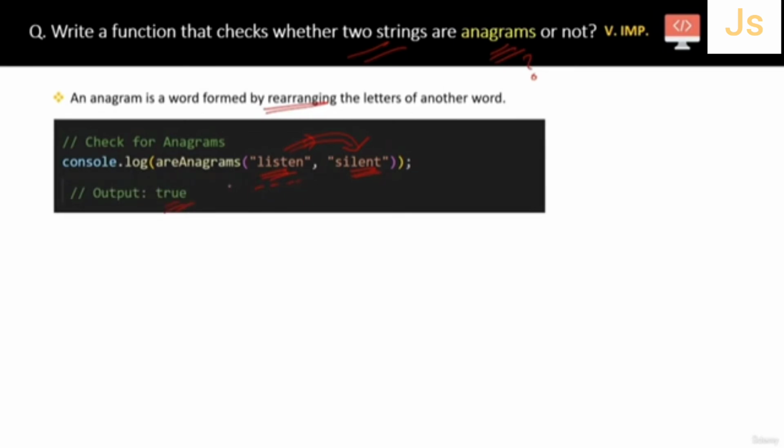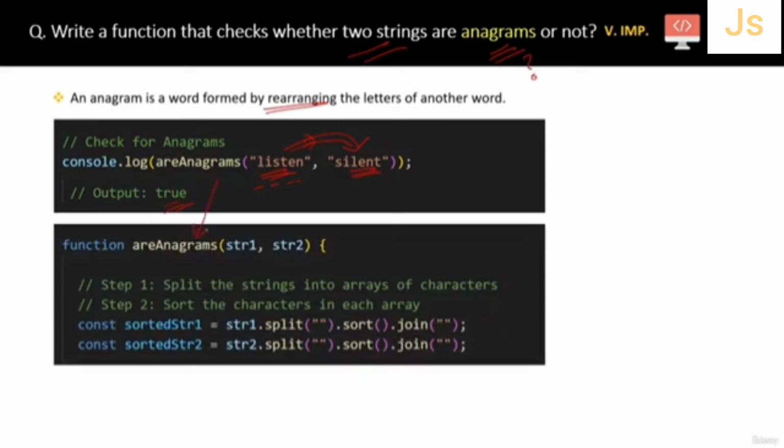For this, first we have to create this areAnagrams function and pass both the strings as the parameters. Then as a next step, we have to first split the string into an array of characters by using the split method. Then sort the characters of the array by using the sort method. By default, the sorting is in ascending order, okay? Then join the characters again by using the join method. Simple. The output will be something like this: E, I, L, N, S, T in ascending order.